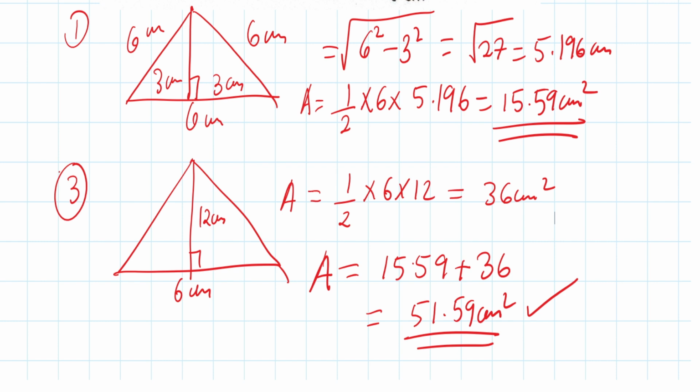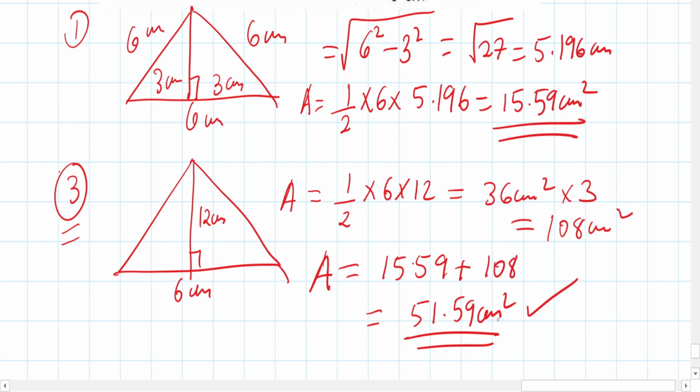But wait, I forgot something. By the way, because we have three triangles like this, I'm going to multiply by 3. Totally forgot about that. That 36 times 3 gives you 108 centimeters square, and therefore this is not 36 but it's supposed to be 108. And as a result, if you add these two up, 15.59 plus 108 is now giving you 123.59. Or to significant figures, it is going to be 123.6 centimeters square.